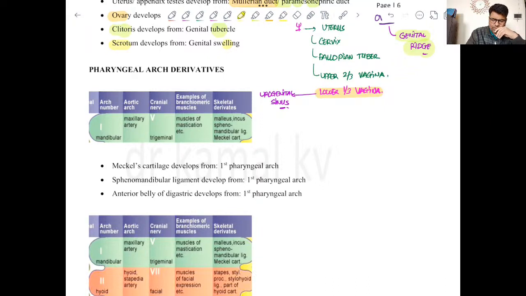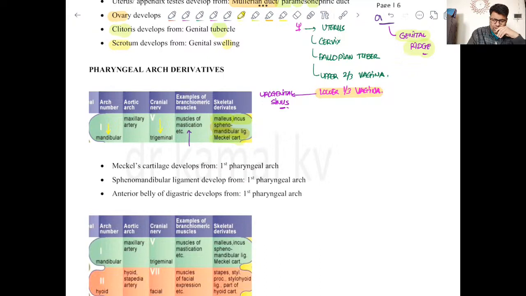From the first pharyngeal arch, there is Meckel's cartilage, sphenomandibular ligament, then middle ear ossicles like malleus and incus. The muscular component are all the muscles of mastication, and the nerve supply of the derivatives is through cranial nerve 5, that is trigeminal. So this is the mandibular arch or arch number 1.